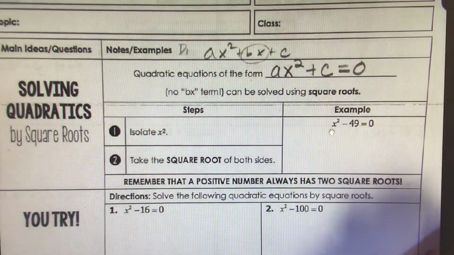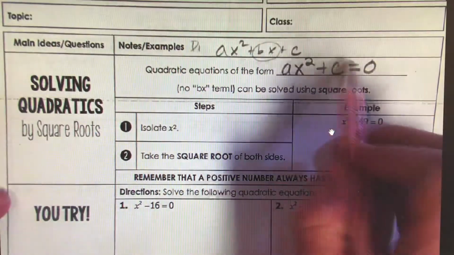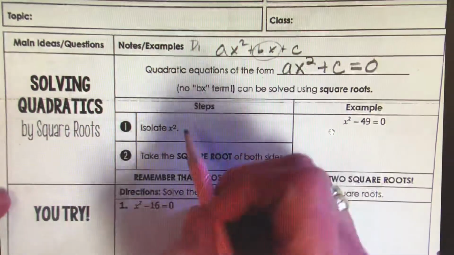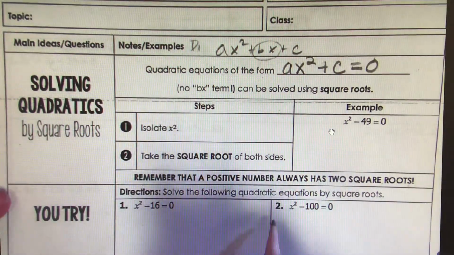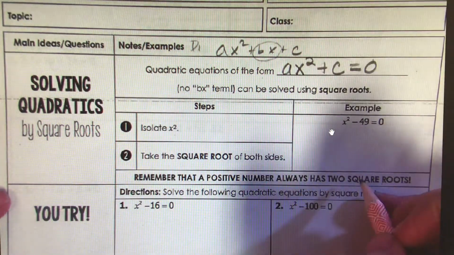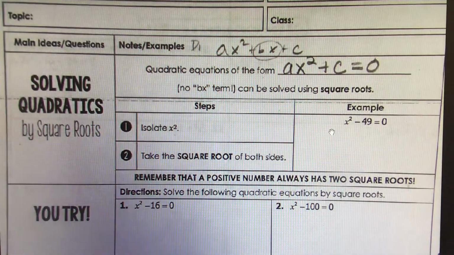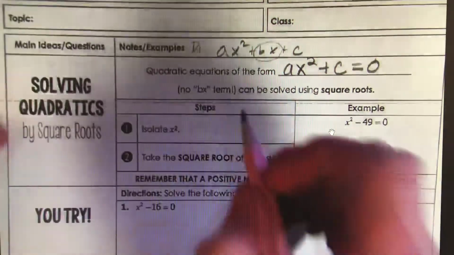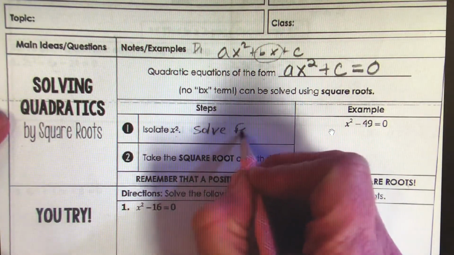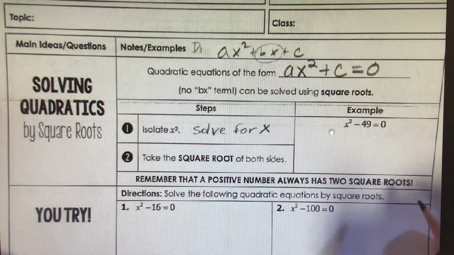So if I look at some of my steps, first of all, if I identify that I have this form and it's set to 0, what I can do is isolate my x squared. In other words, am I just solving for x like my other work that I've done in this unit and the past couple of lessons? Well, yes. So in essence, I'm solving for x. And then you're going to take the square root of both sides.